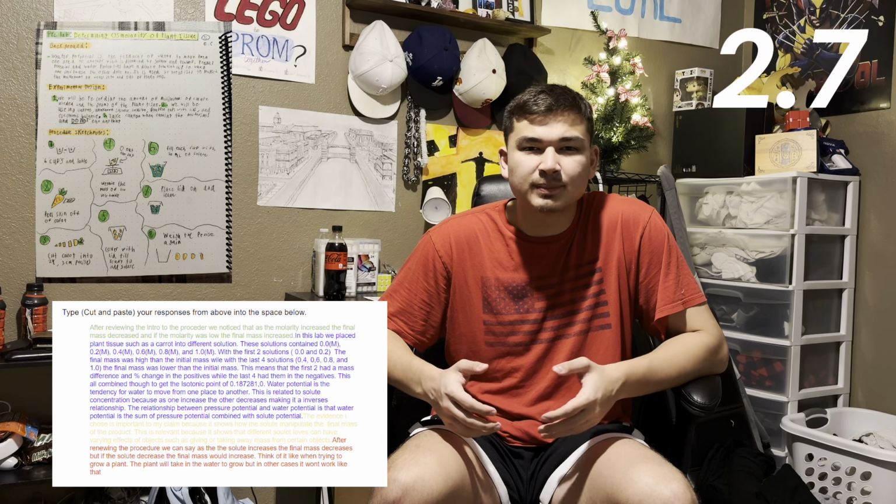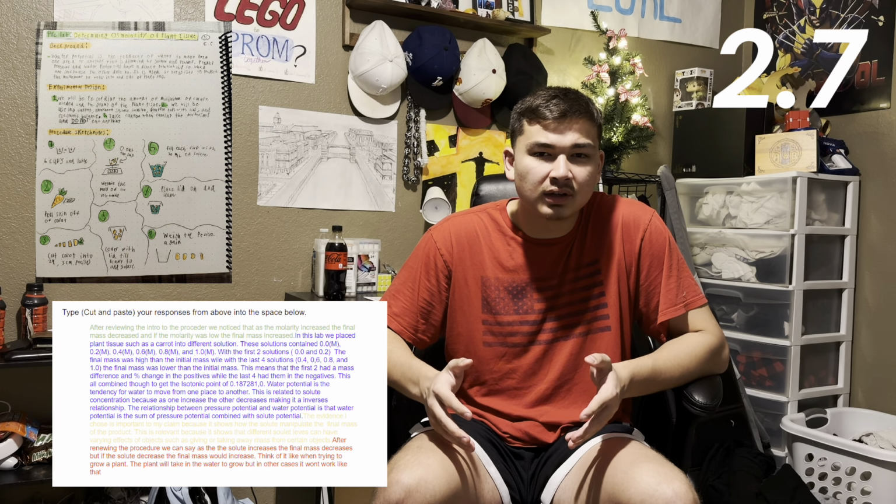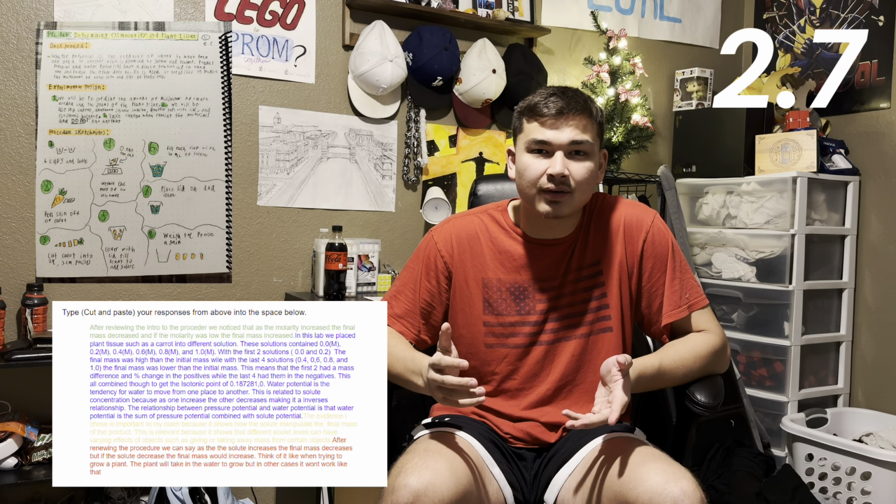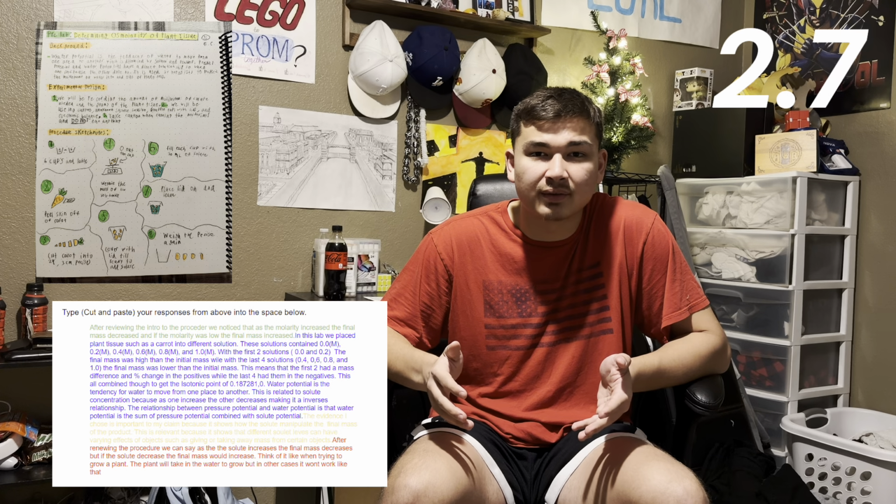Topic 2.7, osmosis and tonicity. This is basically all just about the movement of water. And for my artifact, it's going to be a lab we did about carrots and soaking them in water and seeing how the water changed the carrot and the water around it.